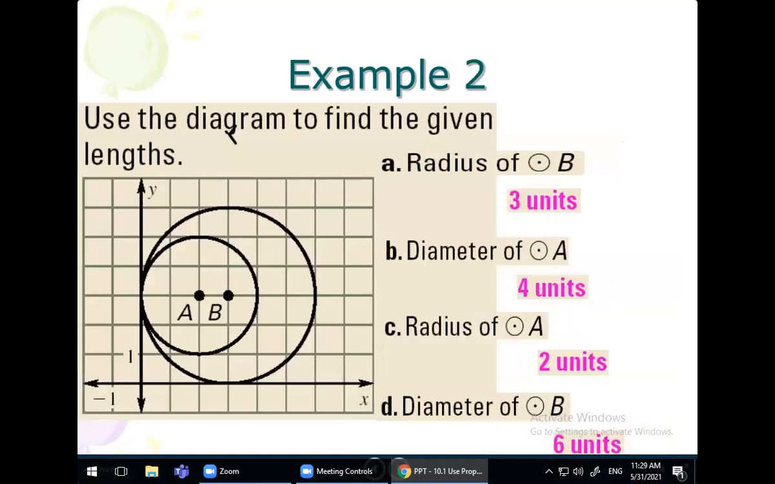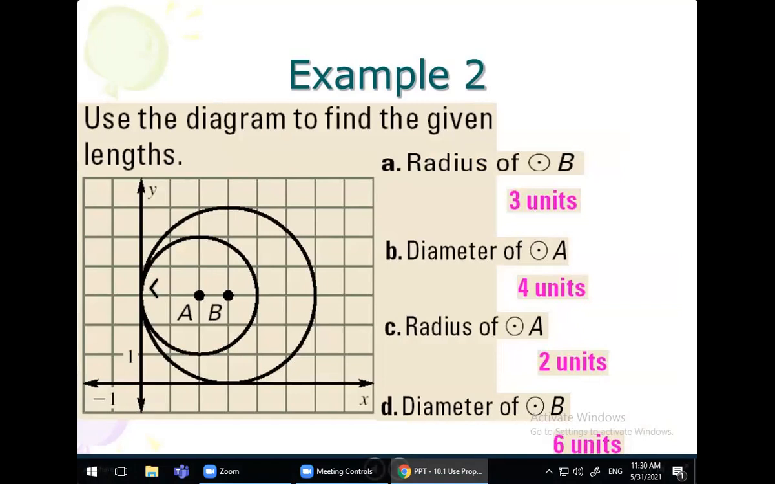Now, use the diagram to find the given length. First, we are looking for the radius of circle D. So we will stand on the center, right? And we will count until we reach the circle. How many units can we count from the center to B, or from the opposite side? Both will give us the same. So we can count here: 1, 2, 3, right? So the radius here is 3.